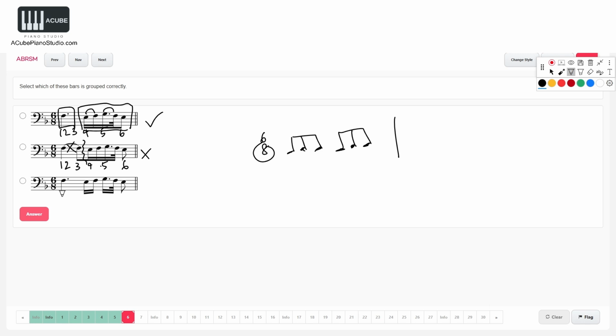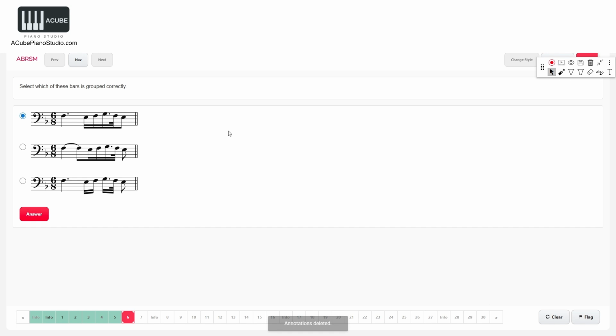Now let's take a look at this. This is 1, 2, 3, then this one is the 4th quaver beat, 5th quaver beat, and the 6th quaver beat, and we can beam all of them together. So this is not correct. So the correct answer is this one here. This one is grouped correctly.